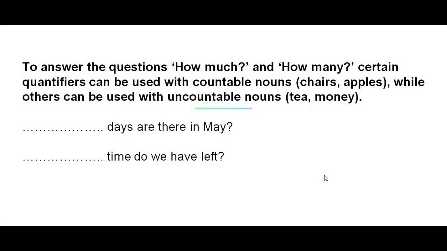And now, let's review and practice a bit. Remember that to answer the questions how much and how many, certain quantifiers can be used with countable nouns, such as chairs and apples, while others can be used with uncountable nouns, such as tea and money. Now have a look at the questions below and fill in the blank with the appropriate beginning of the question. How many days are there in May? How much time do we have left?